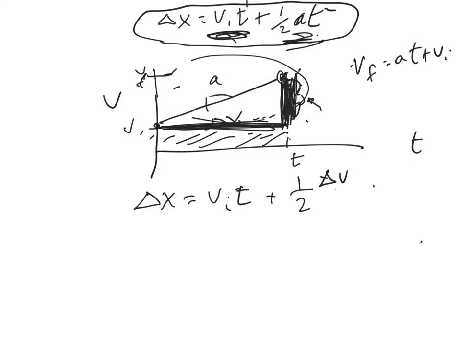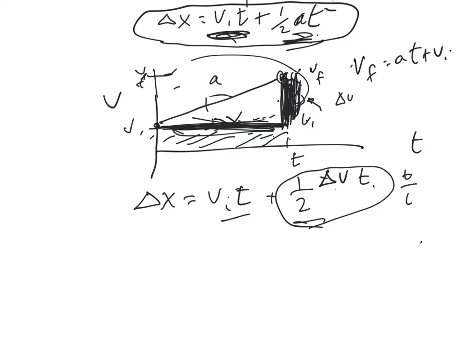So I'm trying to find this triangle, because there's the box, there's the triangle. I'm going to add those two areas because the area of this graph is the displacement. So this would be V final. This would be V initial. So this distance right here is delta V. And this distance here is the time. So that's the area of the triangle. But if I multiply this by T over T, this delta V over T is the acceleration. And these two T's multiply together to get a T squared. So you end up with this.